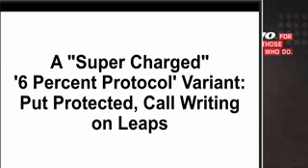A supercharged 6% protocol variant. And so what that is, we've got a 6% protocol running over at Trading Trainer, and it's a program that I started back in 2007. And we had a lot of people join up in 2007 to the point where in 2009 I had to close it down because I had just too many people working with me.